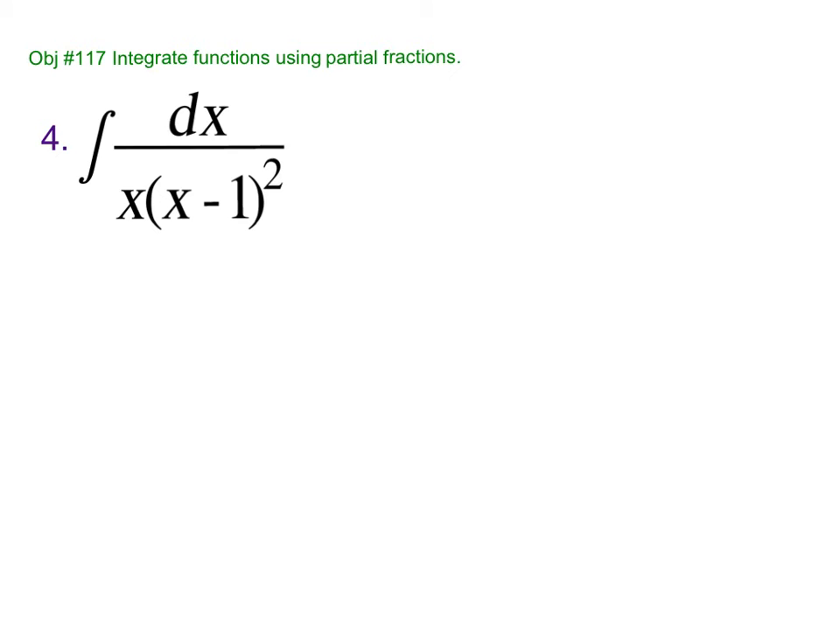All right, so now this is the hard one. The fact that we have something squared will change things. We need to turn this into A over x plus B over (x minus 1), and then C over (x minus 1) squared. I don't remember why. If you want to look it up in the book, look it up in the book. I just know that you need to do x minus 1 to the first power and x minus 1 to the second. If it was to the third, we'd need to do it 3 times.